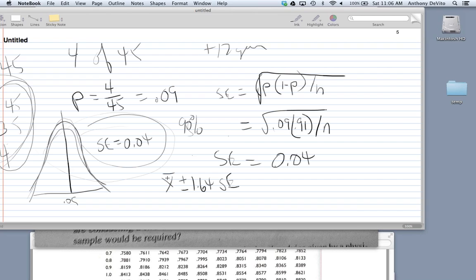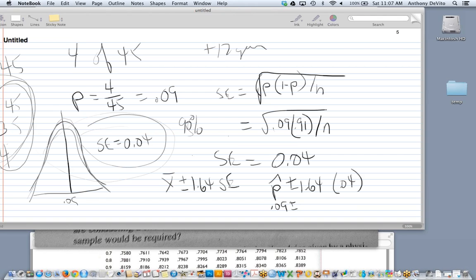In this case, I'm working with a proportion. So instead, I'm looking at P plus or minus 1.64 times the standard error, which is 0.04, right? So what is, let's see, my average is 0.09 plus or minus 1.64.